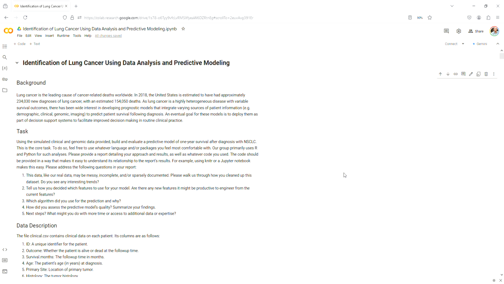Hello everyone. So welcome to my latest data analytics project I recently completed. This is a project I completed to predict lung cancer.